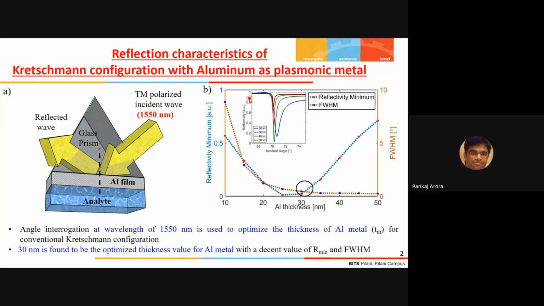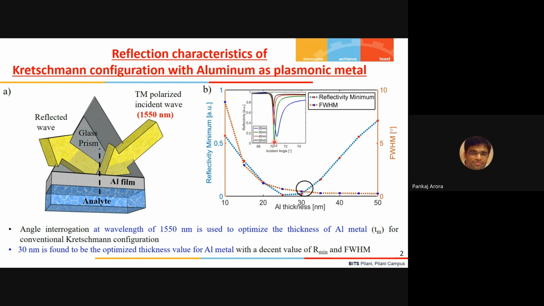So what we did was plot reflectivity with respect to different incident angles to optimize how much the thickness of the aluminum film should be. We tried changing the thickness: 20, 30, 40, 50. The whole idea was that all the light should get transferred to the electrons. That means in the reflectivity I should get almost zero. That is one of the decisive criteria for the optimized thickness.